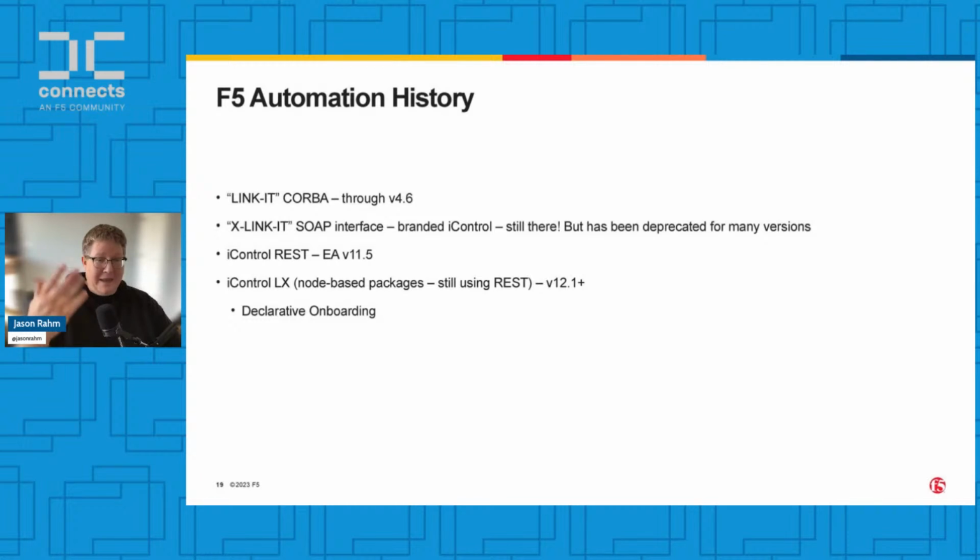So back to Xlinkit and the SOAP interface there. Those methods still exist, and you can make your zone runner updates in the SOAP interface today if you need to, but that is not something that is supported through the REST interface.